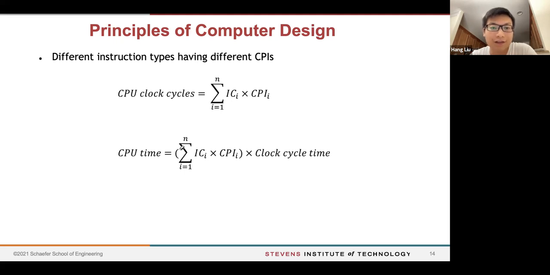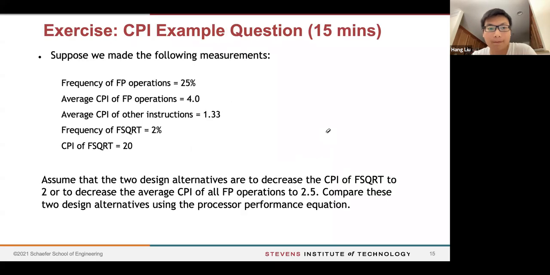And then the CPU time is essentially the CPI multiplied by IC, then multiplied by the clock cycle time, because no matter what instruction it is, every clock cycle is the same, right? It's just that they take different numbers of cycles to calculate. Okay.